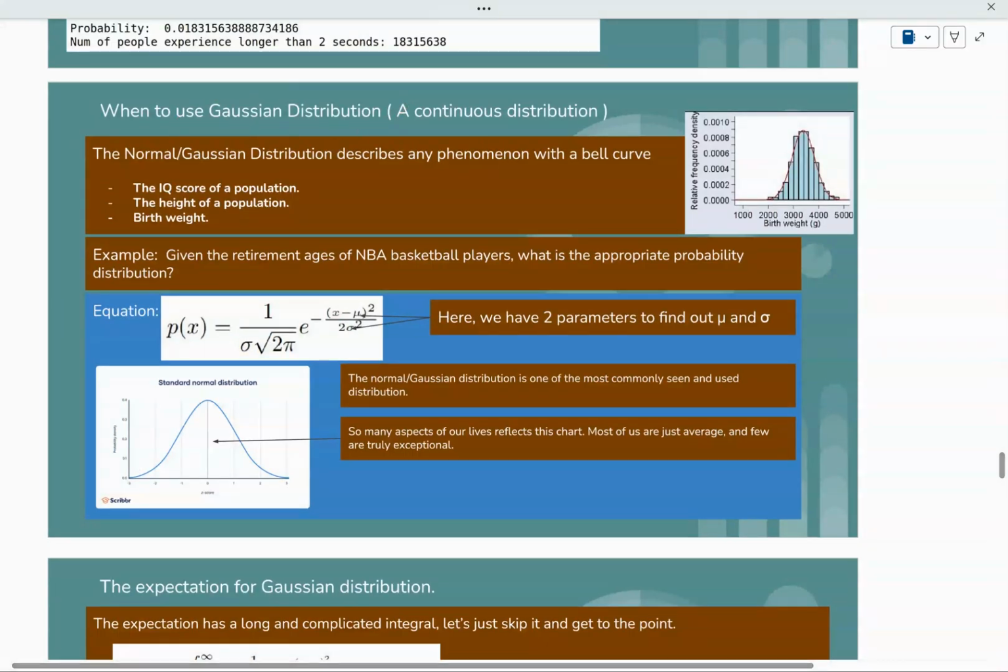They're also called normal distribution. We've done this in a previous video before. A Gaussian distribution is used a lot for basically everything, like IQ score, height, weight, they're all here. So here's an example. Given the retirement age of NBA basketball players, what is the appropriate probability distribution? Age is normally a Gaussian distribution, and the equation looks like this.